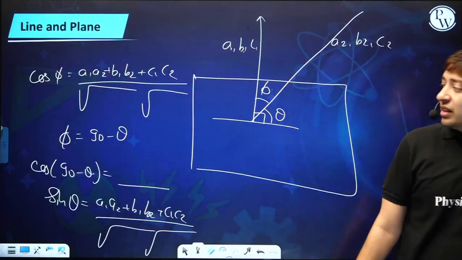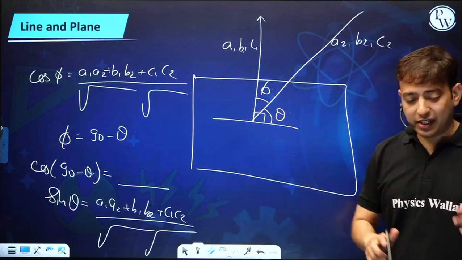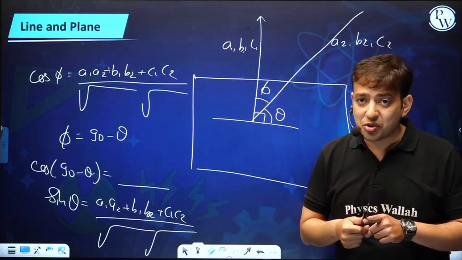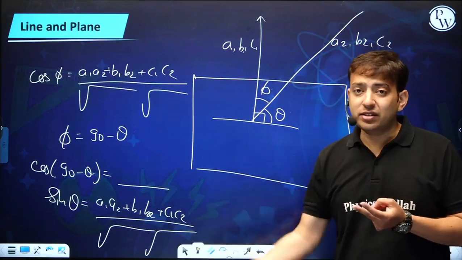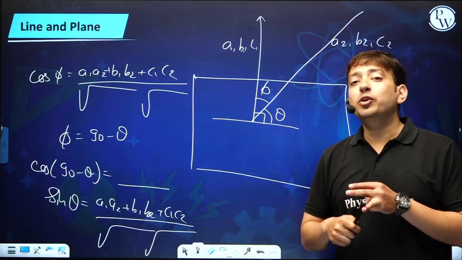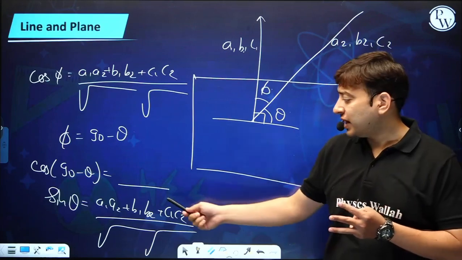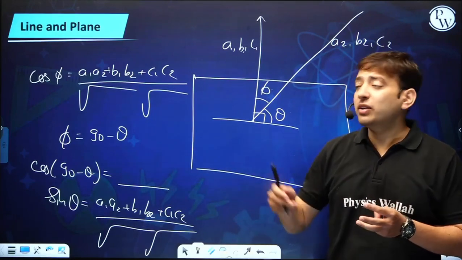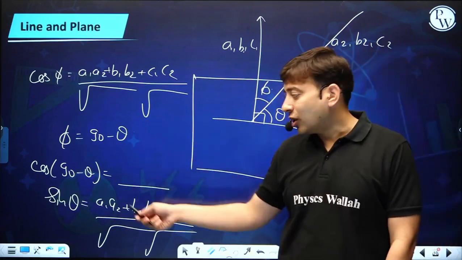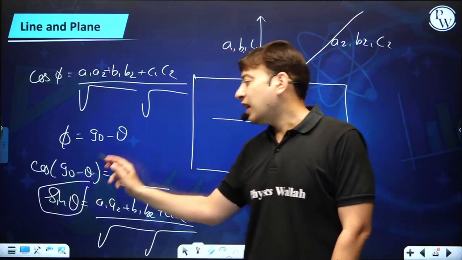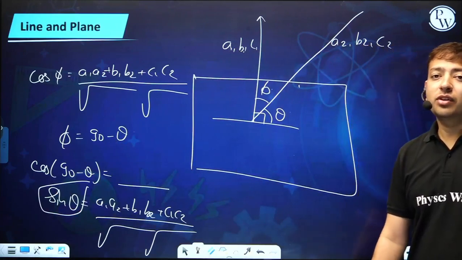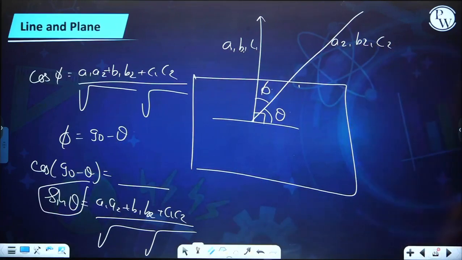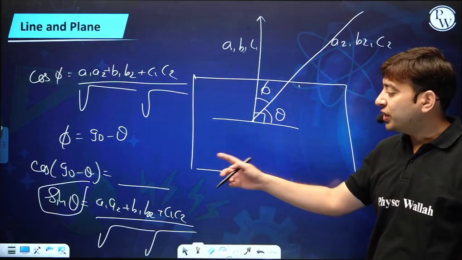So this means the formulas which we have learned: angle between two lines when direction cosines or ratios are given, angle between two lines when the equations of the lines are given, angle between two planes when two plane equations are given. Everywhere the same formula was there, but it was cos theta. But now when they ask the angle between the line and the plane, the formula is the same. Just instead of cos theta, I need to use sine theta. Understood? So every time they ask the angle between line and plane, you need to take sine theta.